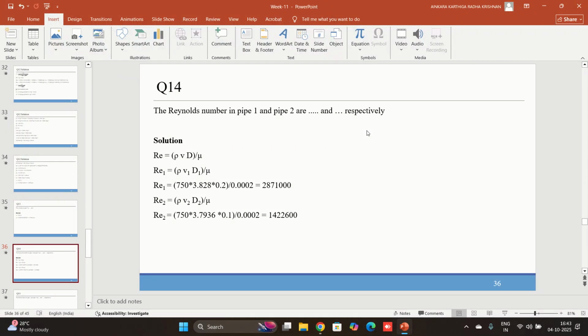So Reynolds number is rho v d by mu. So in pipe 1 it is rho v1 d1 by mu, and pipe 2 it is rho v2 d2 by mu. So v1 and v2 we found in the last problem itself, and d1 and d2 is already given in the question. So substituting that, we will be getting the solution. So that is for question 14.